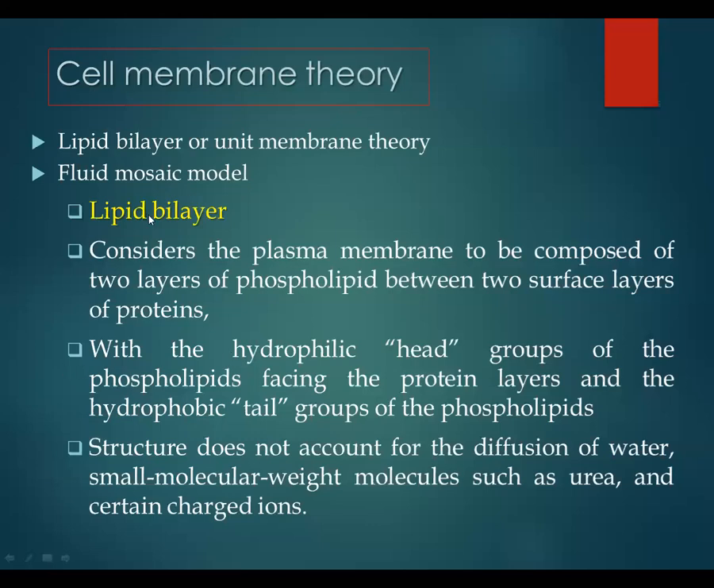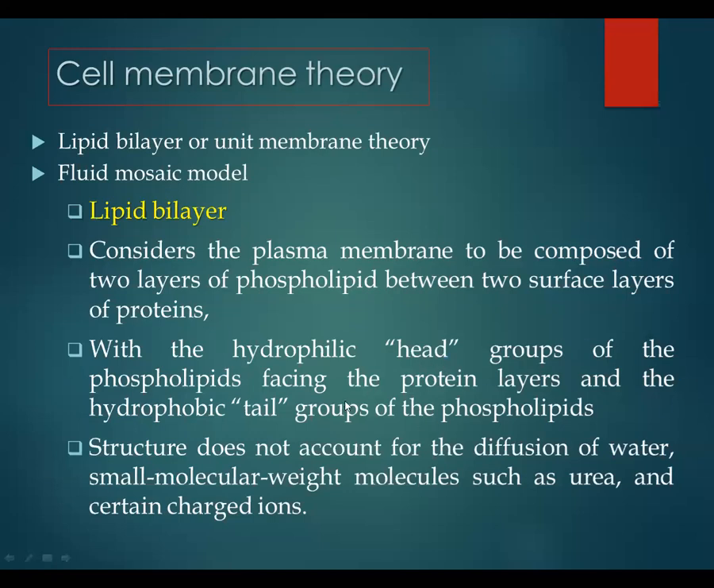So what does this theory consider? We are talking about the first theory, which is also called the unit membrane theory. That is, the lipid bilayer theory, also called the unit membrane theory, mainly considers the plasma membrane structure, which is composed of a phospholipid bilayer structure. And we know that this phospholipid bilayer structure has a polar group and a non-polar group. That is a head and tail. Head is polar and tail is non-polar.